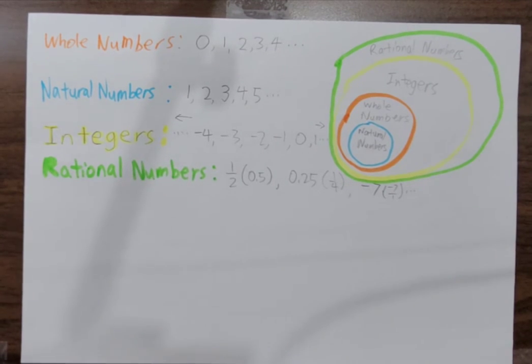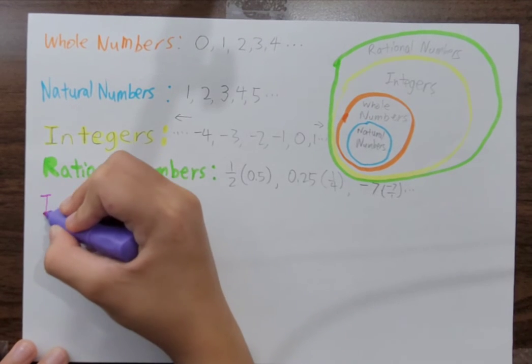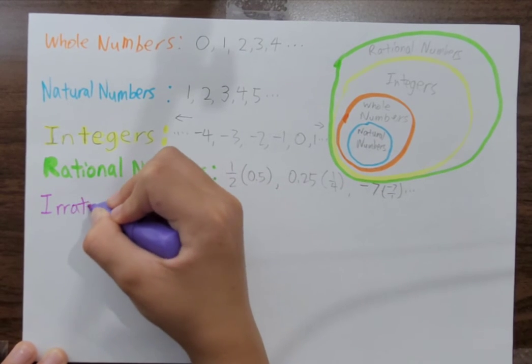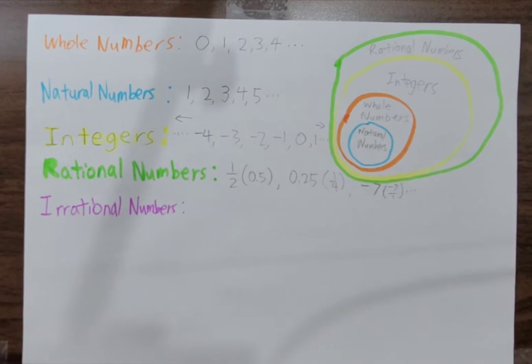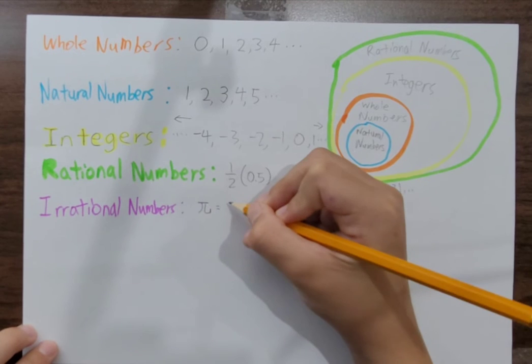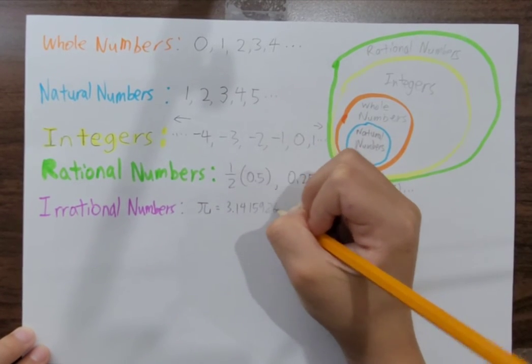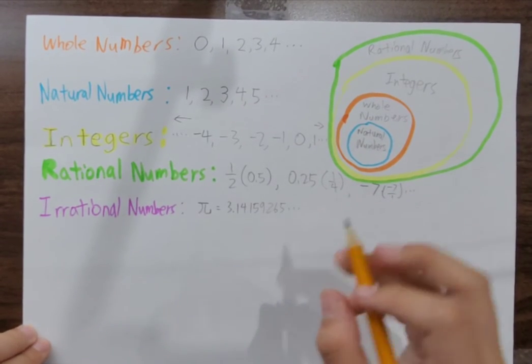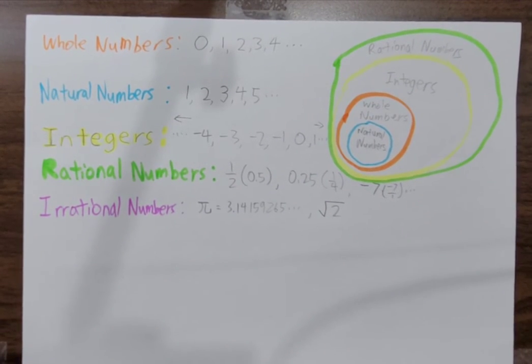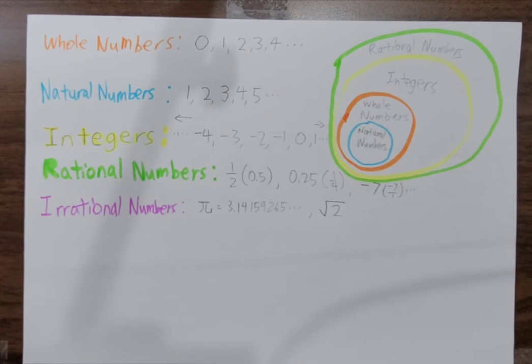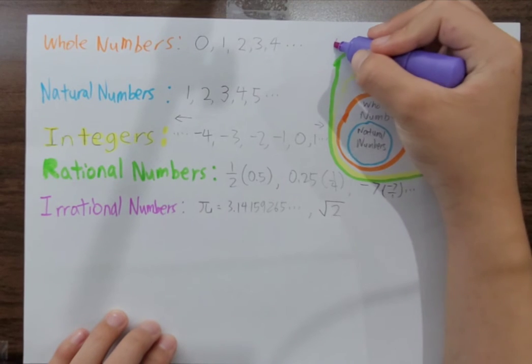And now for the irrational numbers. Let's write them here. Irrational numbers are numbers that cannot be written as a fraction because the decimal goes on without repeating, like pi, for example, which is 3.14159265... dot dot dot. These dot dot dots mean that it continues on forever, or the square root of 2. Every number has a decimal form. So, for example, 2 can be written as 2.0000. However, you can spot an irrational number because the decimal expansion goes on forever without repeating. So then, the irrational numbers should be here.